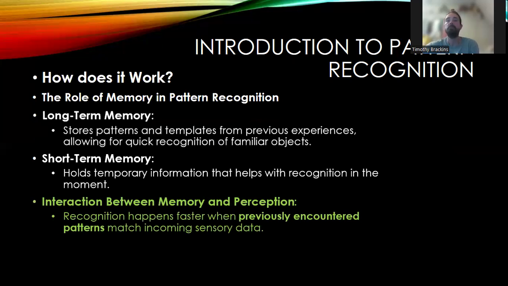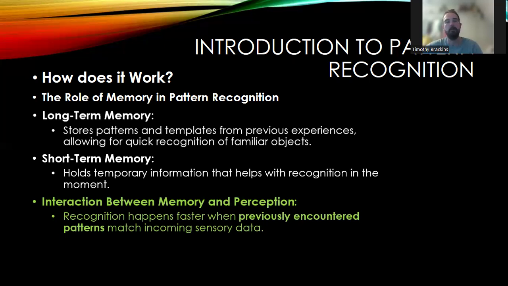And memory and perception interact with each other. So when we have a memory for the item, when we have some kind of prior information, as I noted, pattern recognition happens a lot quicker than it did if we did not have it. So if the information that's incoming matches something that we have stored, matches a stored pattern, we will perceive it much quicker than if we don't have that already stored.